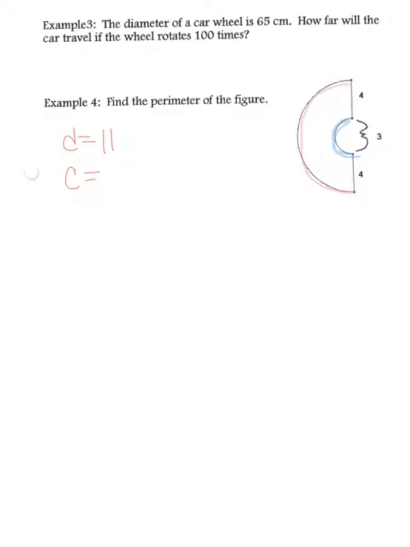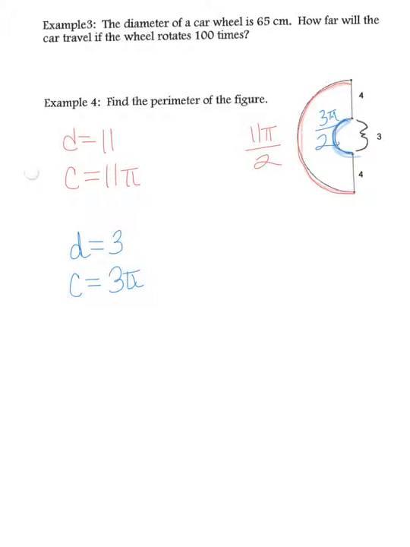The circumference would be 11 times pi. However, that would be for a full circle, and we only have half of a circle. So we're going to take 11 pi and divide it by 2. For the blue arc, we know that the diameter is 3 and the circumference is 3 pi if it was a full circle, which it's not, so we're going to take 3 pi and divide it by 2.